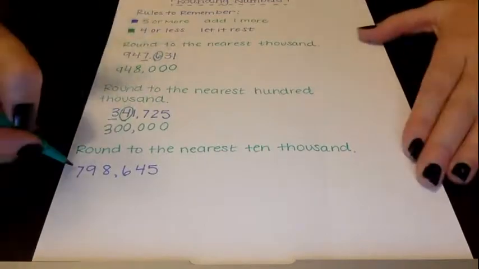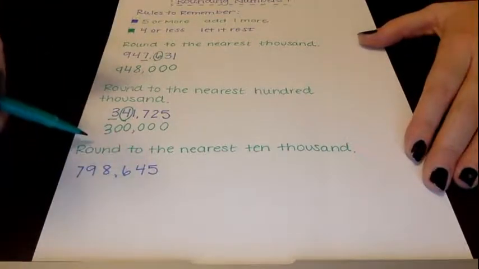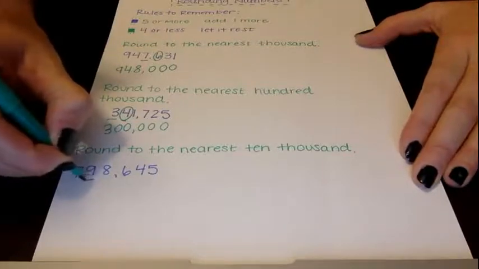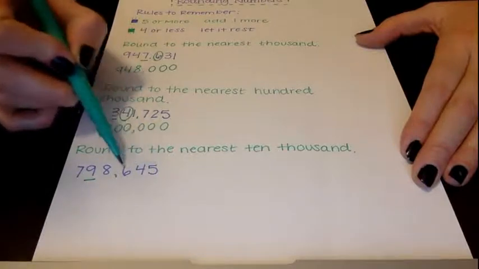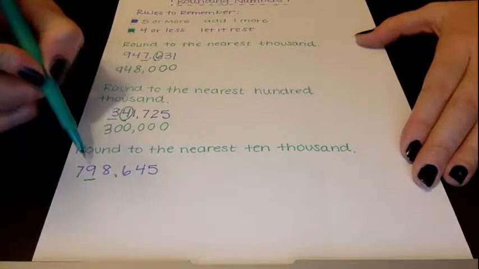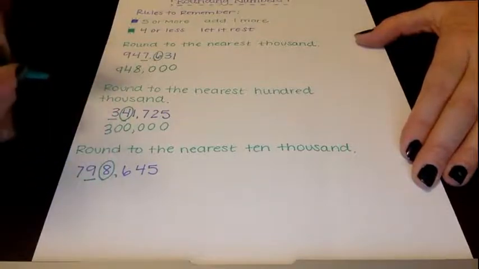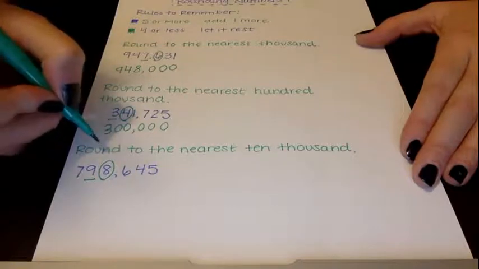Last one. We have 798,654. Our question wants us to round it to the nearest 10,000. So I'm going to underline my 10,000s spot. I can confirm by counting back: ones, tens, hundreds, thousands, 10,000s, just to check. I now need to circle the digit directly to the right. This is what tells me whether I round up or stay the same.